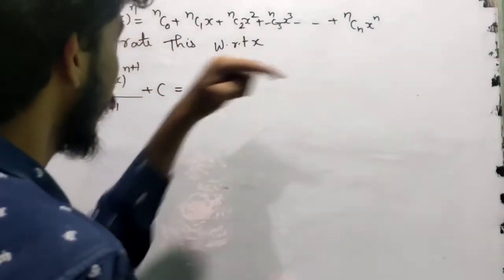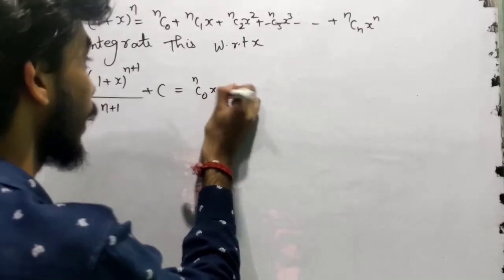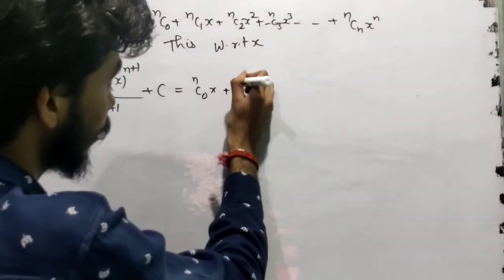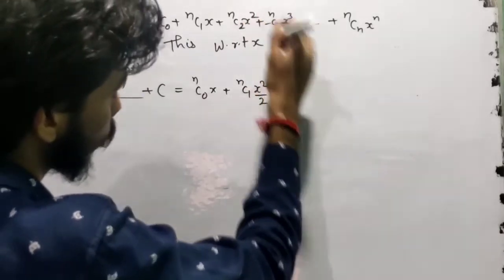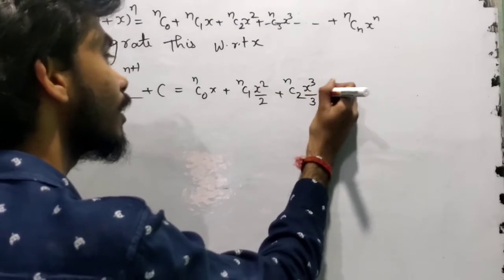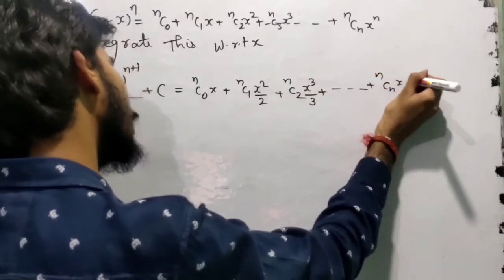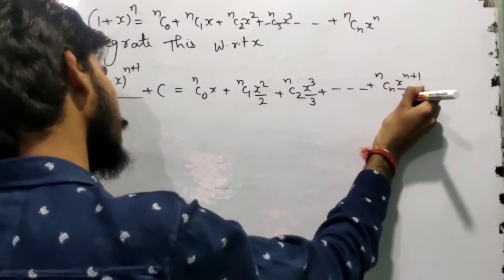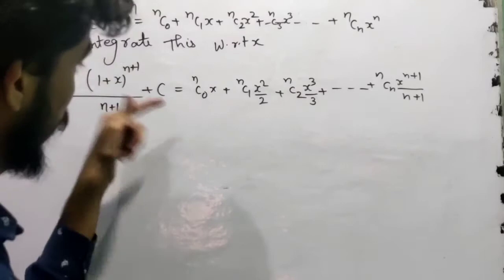First integrate this. So the integration of nC0 is nC0 x, the integration of nC1 x is nC1 x square by 2, the integration of nC2 x square becomes nC2 x cube by 3, plus up to nCn x to the power n plus 1 upon n plus 1. First we have to find the value of c. What is the value of c?